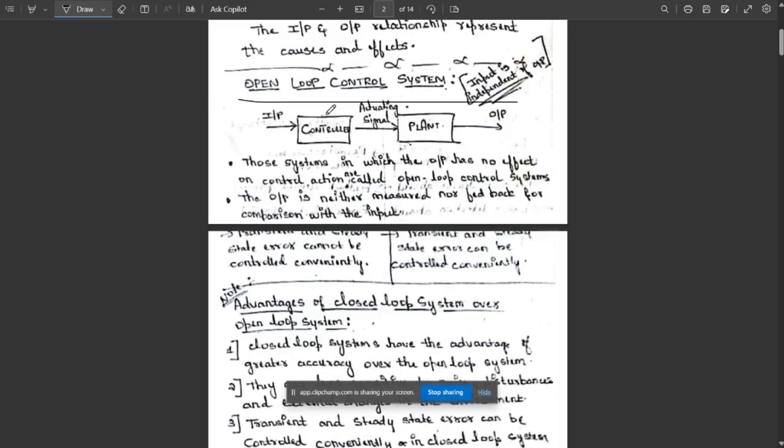So in open loop control system, this is the basic block diagram. That is input. After that we have a controller, actuating signal, a plant or process, and an output. So these systems in which the output has no effect on control action are called open loop control systems. Whereas in a closed loop control system, the output is measured and fed back for comparison with the input.